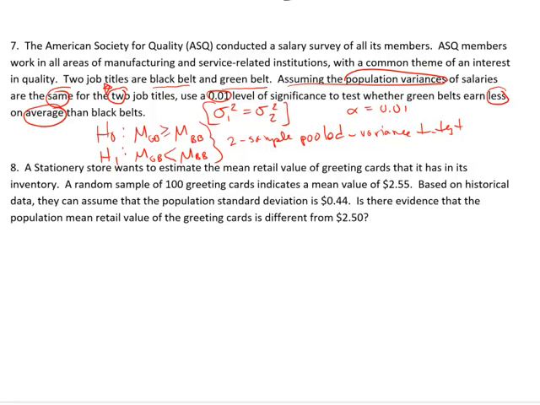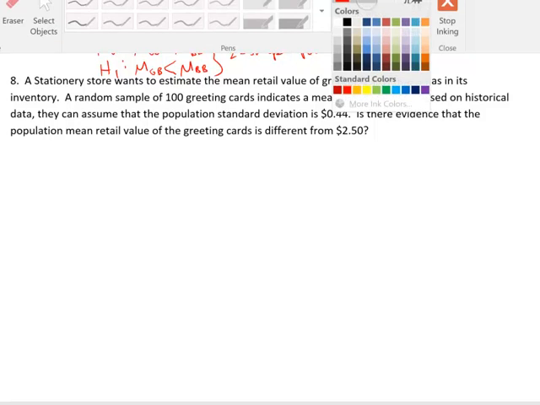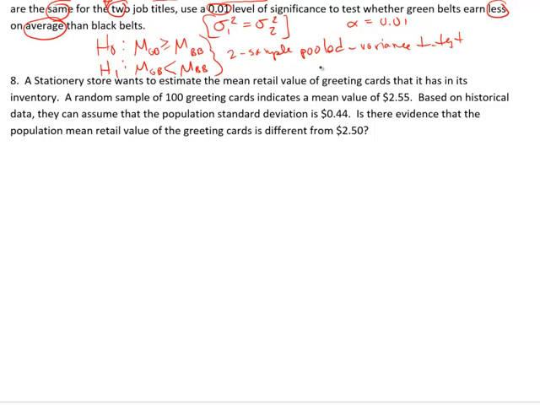All right, lastly is number 8. A stationery store wants to estimate the mean retail value. Let me change pens because I'm already seeing keywords here. The mean retail value of greeting cards that it has in inventory. It wants to estimate it. A random sample of 100 greeting cards. So we've got a sample of 100. I know n is equal to 100. I like to write things down that I see.